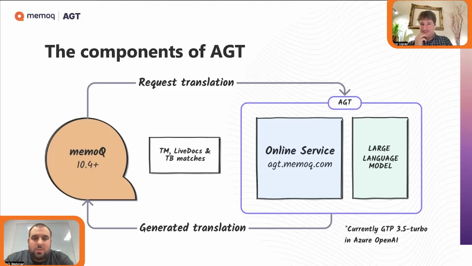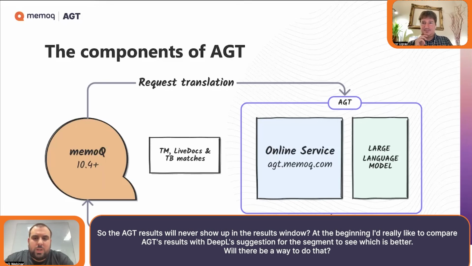Thank you. So the AGT results will not be shown up in the results window. At the beginning, I would really like to compare AGT's results with DeepL's suggestions, for example. Will there be a way to do that?